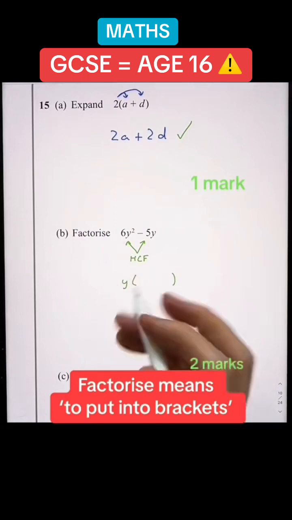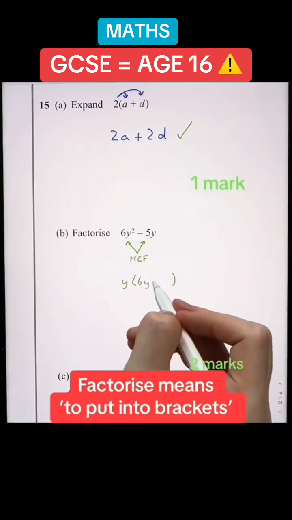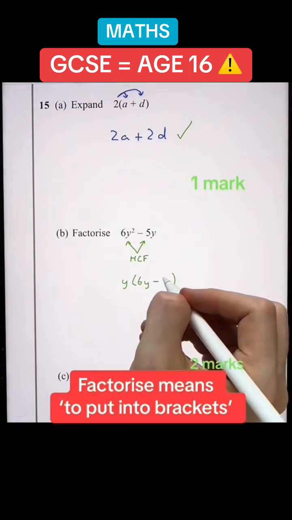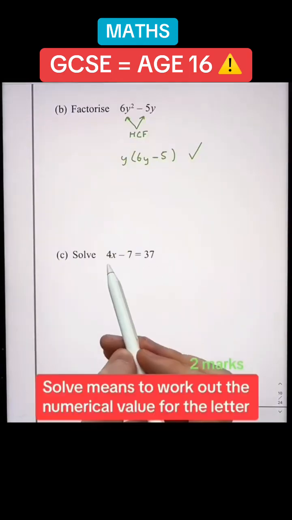What do I times y to get back to 6y squared? I'm missing 6y. The sign of the single bracket is always the same, so minus. What do I times y to get back to negative 5y? I'm missing negative 5.